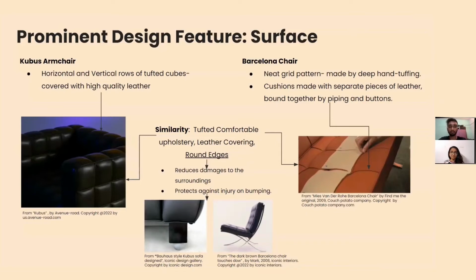In the Kubus chair, as seen in the image, individual square pieces of leather are stitched together and arranged in horizontal and vertical rows to create a pattern. This cushioning pattern covers the entire body of the chair, making it soft and round. In the Barcelona chair, the edges of the steel bars are smoothened, hence they are round, similar to the Kubus chair. They help prevent injuries on bumping and also reduce damage like scratching and tearing.